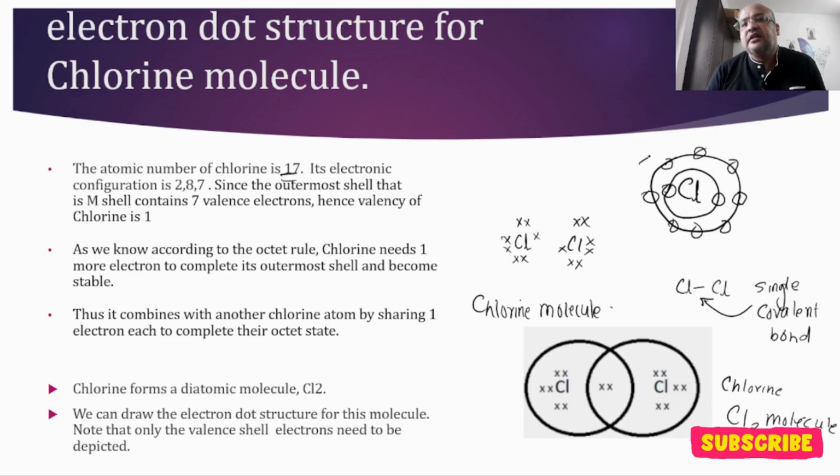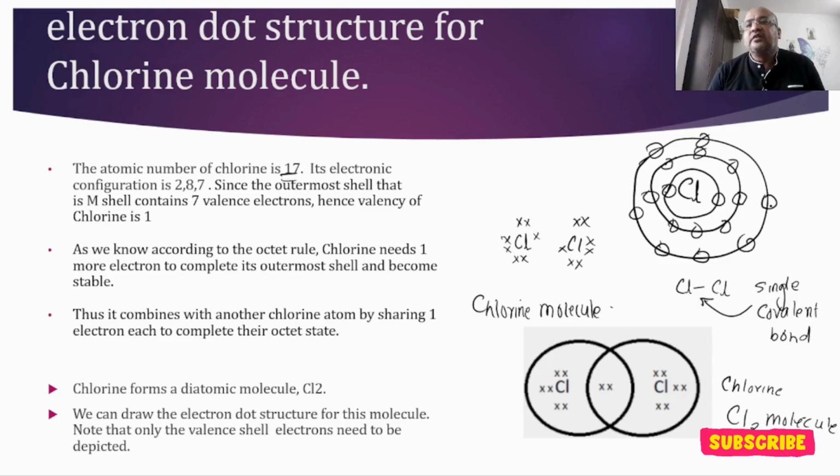And then comes the last but not the least, my valence shell, that is my M shell. The M shell contains 7 electrons. Here you see the 7 electrons in the M shell. So now chlorine needs one more electron to complete its outermost shell. We have represented it here like this. One more electron chlorine needs to become stable.